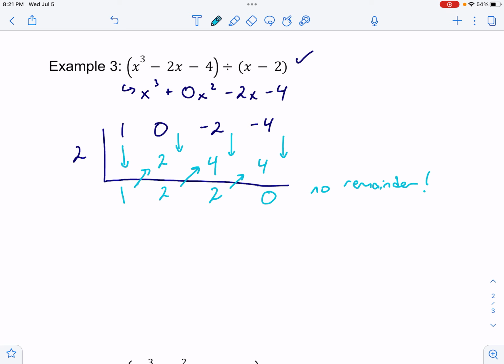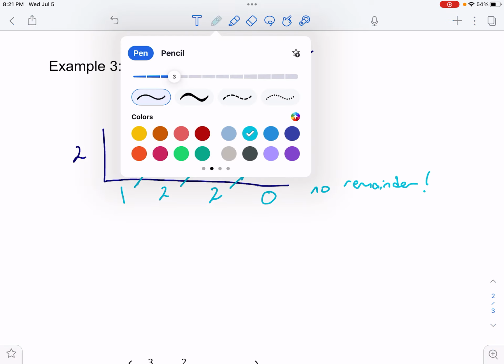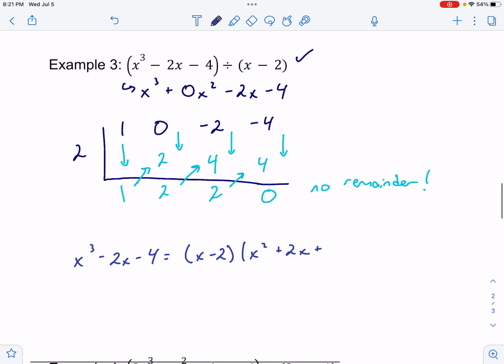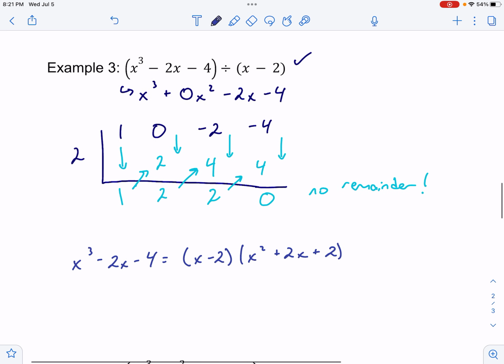Okay, let's write our final statement. We take our original question, I'll write my divisor, and then I'm going to write my final answer. I have a leading coefficient of 1, and that's going to be on an x squared. Remember, 1 degree lower than the initial question. So x squared plus 2x plus 2. Yay! No remainder on this one.